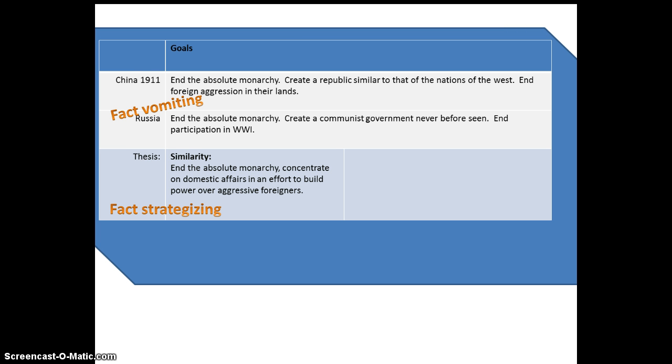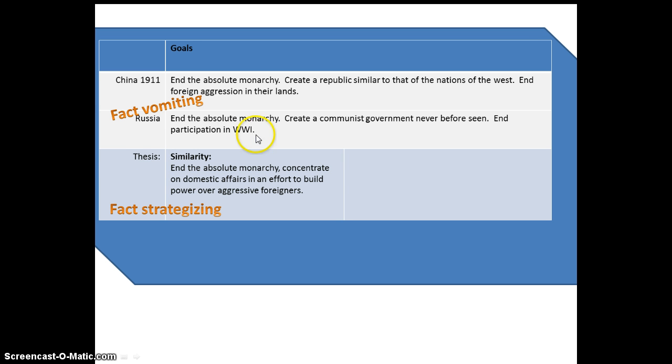So, for example, they both wanted to end their absolute monarchy. So, right away, we can find that they have a similarity in that aspect. They have another similarity. It's a little harder to see up there in that they wanted to concentrate on their own problems. Russia wanted to concentrate on Russia. China wanted to concentrate on China in order to build themselves up to become more powerful, to face these aggressive nations that had been kind of attacking them for quite some time.